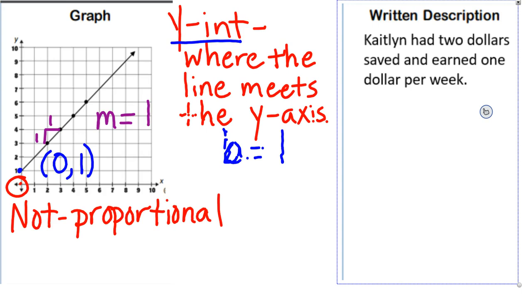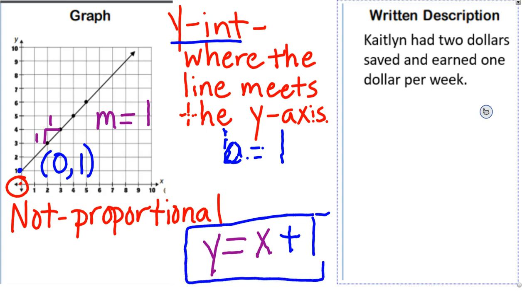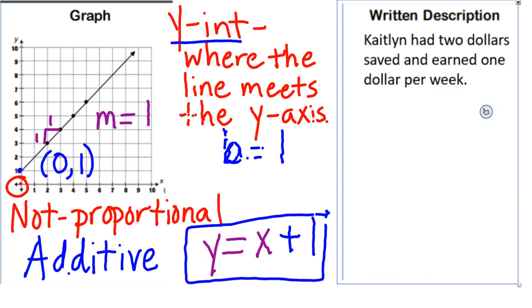So now if I put this into an equation, y equals, it's mx plus b. Remember, this is additive, so we're adding something. My m is 1, so I'm just going to write x. And then my b is also 1, because that's the starting point of the graph. So this would be the equation for my graph. It's not proportional, it's additive. It's an additive relationship. So that means every time I increase my x value, I'm also increasing my y value.